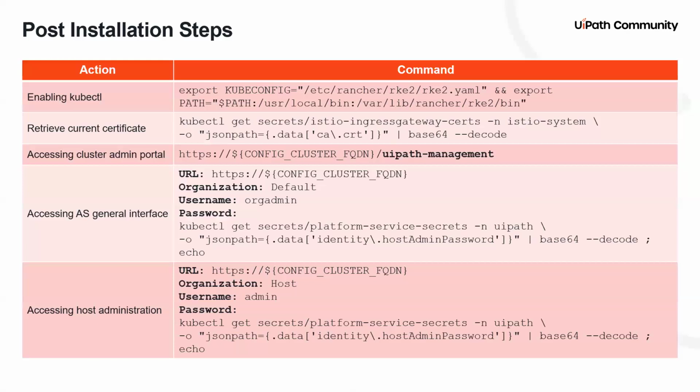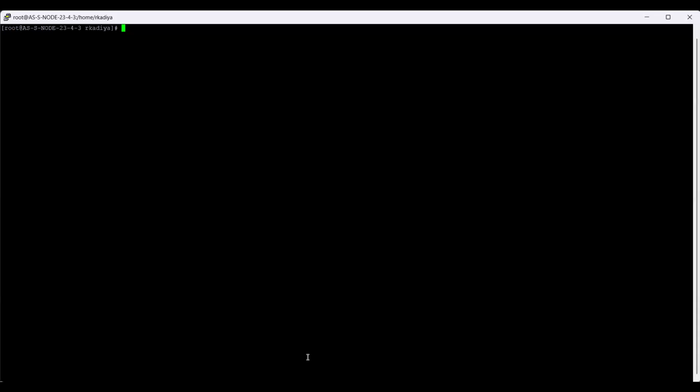All right. So firstly, once we have installed the automation suite and we want to run various commands which fall under the automation suite environment, we need to enable the kubectl. So what I'll do is I'll share my screen, PuTTY. Okay, can you see my screen, the PuTTY screen? Yes, we are able to see the screen.